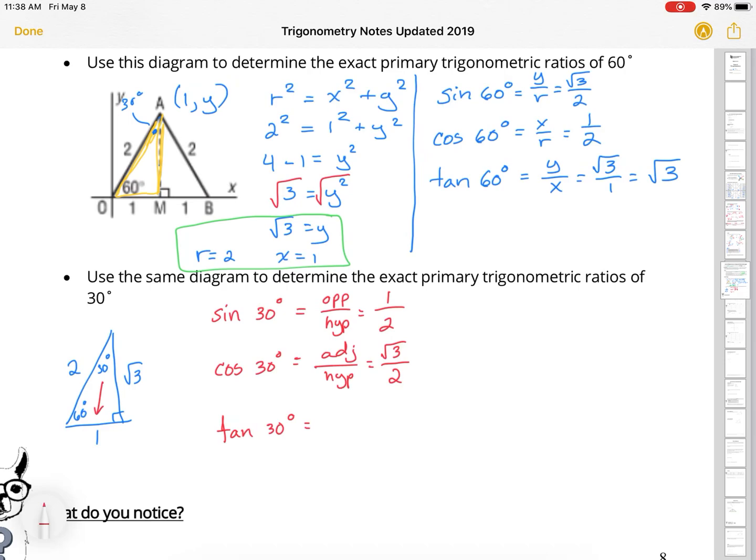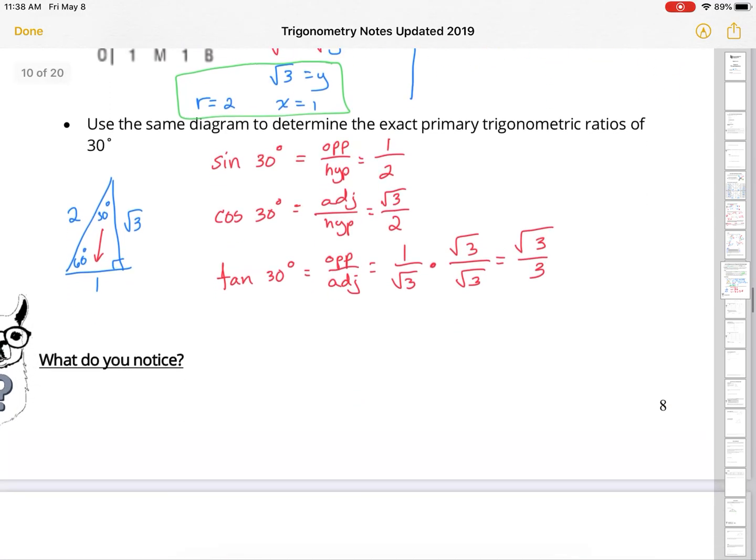So my adjacent is root 3, and that will be over 2. And tan of 30 is equal to opposite over adjacent. So my opposite is 1, my adjacent is root 3. Now, I cannot leave that radical on the bottom. I need to rationalize the denominator. So root 3 over root 3. So when I multiply that through, I get root 3 over 3. Okay? Now, what do you notice?